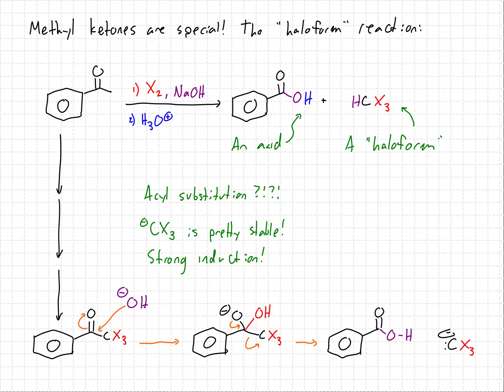This compound is still pretty basic, so it'll remove the proton from our acid, giving us a carboxylate anion and HCX3. This is why we need H3O+ after the reaction occurs to reprotonate the carboxylate and give us a neutral product.